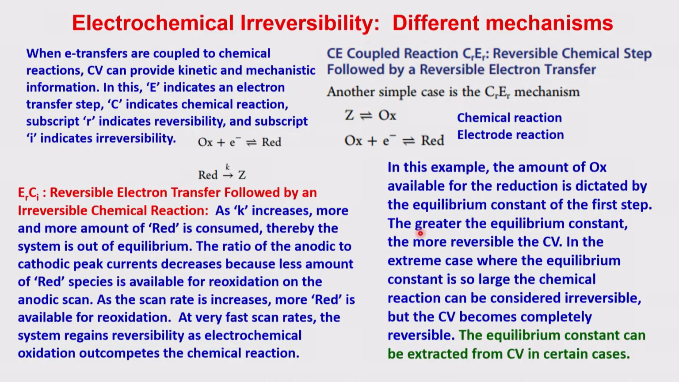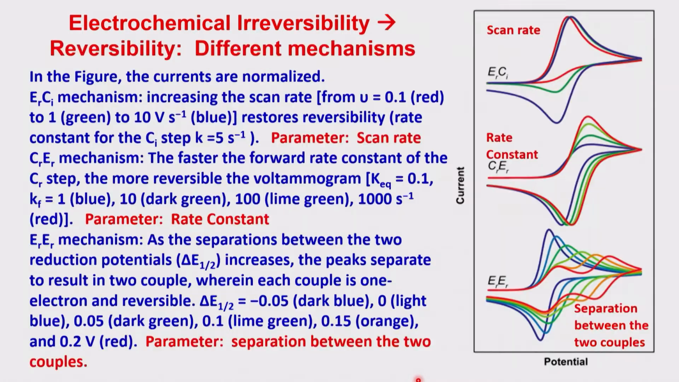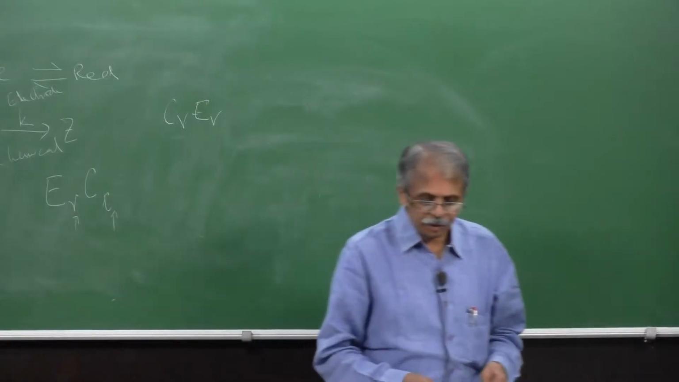Both are reversible kinds of reactions. This depends upon the equilibrium constant. In the extreme case, the equilibrium constant is so large that the reaction is considered basically irreversible, and then the CV becomes reversible. The equilibrium constant and rate can be extracted from such CV data. So you have reactions where the equilibrium constants are lower, or higher, and from these you can work out the rate processes.